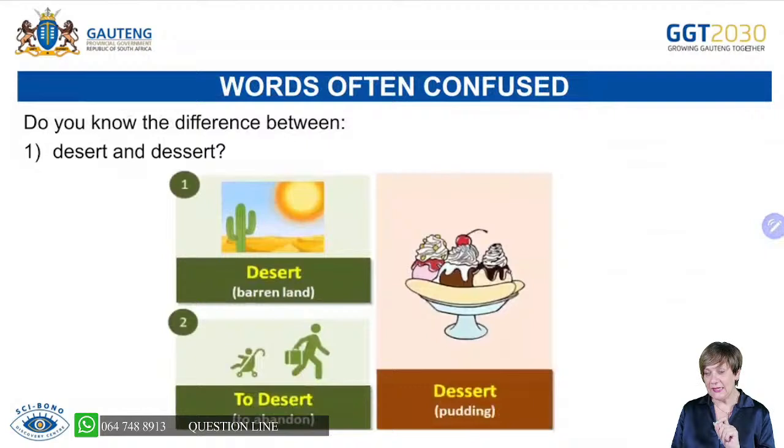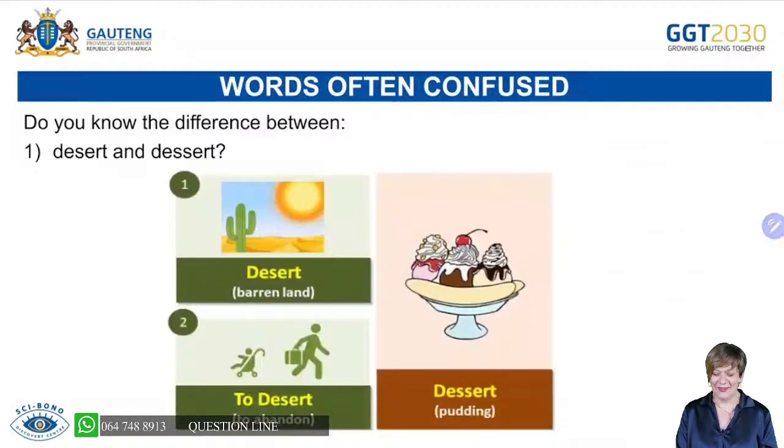But as you can see, there's actually a third option as well. If you desert someone, you abandon someone. So this could have been used. Can you see how beautiful these are, that you can use them in a sentence? So make sure that when you read, you know exactly which word we are talking about.